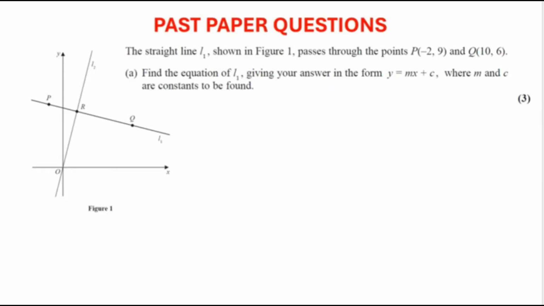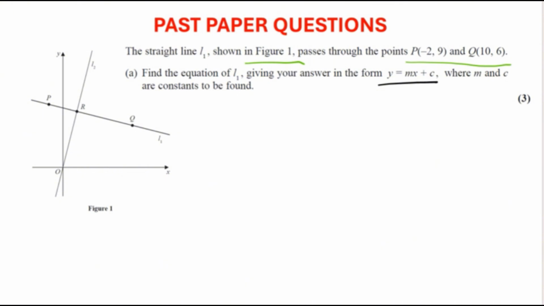Let's move to a past paper question. The straight line L1 shown in figure 1 passes through the points P and Q. As you can see here, point P and point Q are given. Find the equation of line L1, giving your answer in the form y is equal to mx plus c. That is a very straightforward question. Two coordinates are given. So first we can find the gradient, and then you can use any of the coordinates and find the equation of a line.